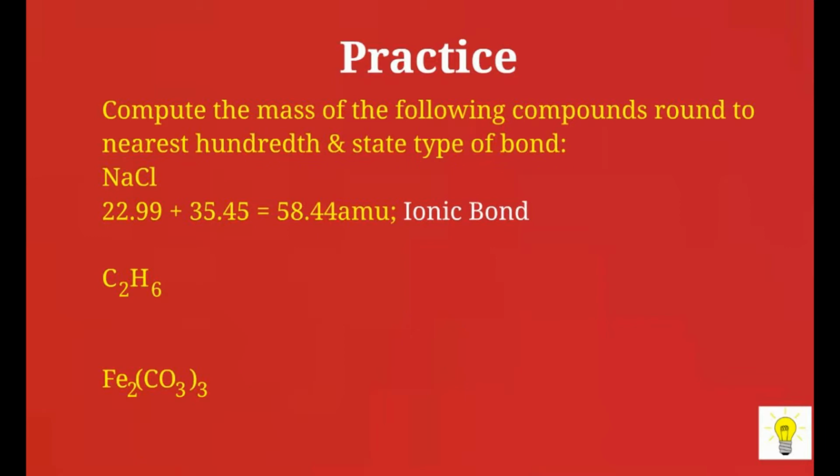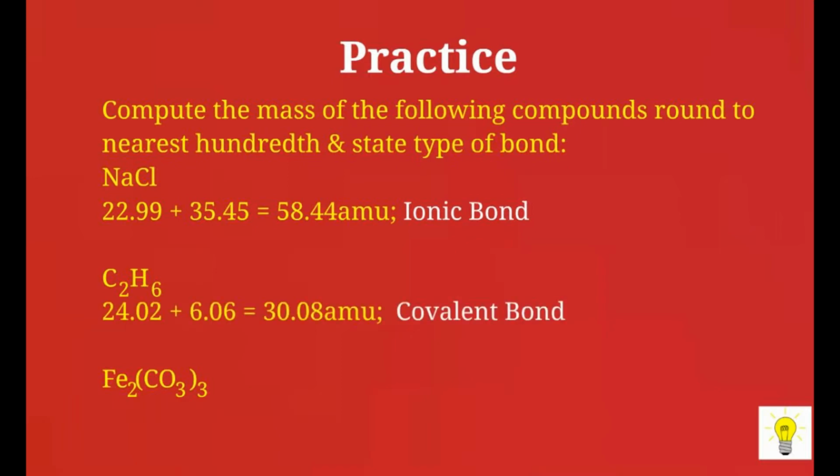As you go through, I took the masses off your periodic table. Hopefully they should be close. Sodium's mass is 22.99. Chlorine's mass is 35.45. You add them together, you get 58.44. And notice that the units are in AMU. We're still keeping the AMU. That will change later, but right now you just need to add them up. And yes, it's an ionic bond.